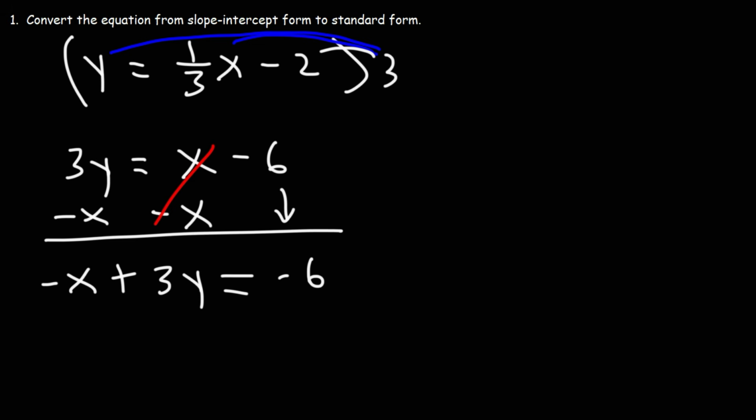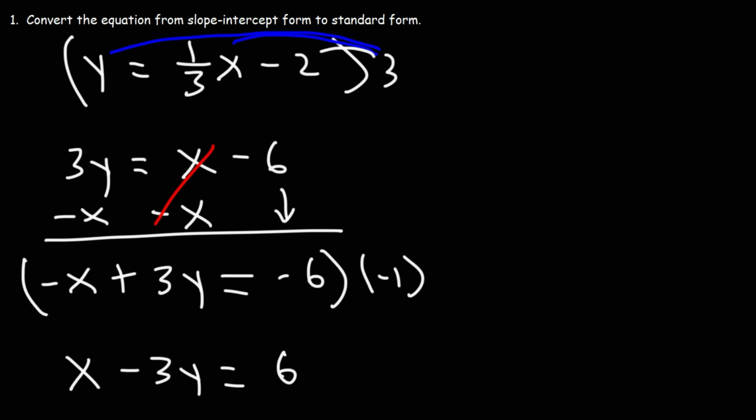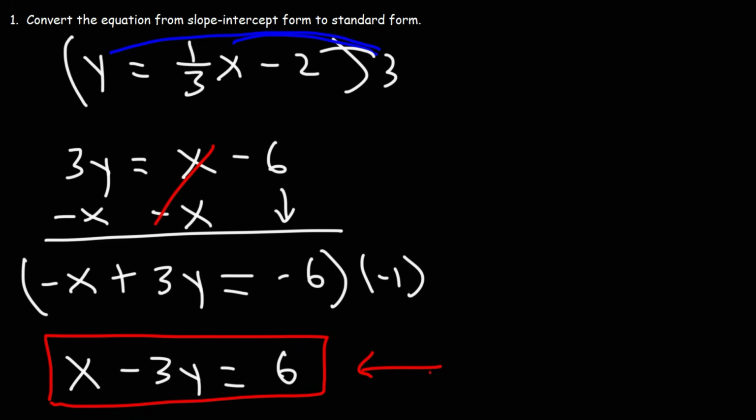Now we do have a lot of negative signs in this equation, so I'm going to multiply everything by -1. -x times -1 will be positive x. -1 times 3y, that will be -3y. -1 times -6 will be positive 6. So now it looks much better. So that's the answer in standard form.